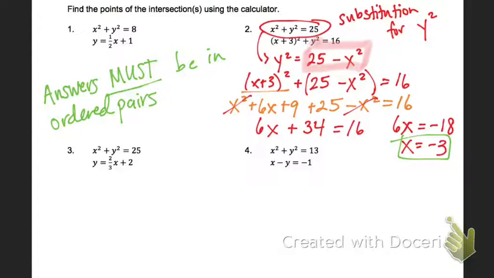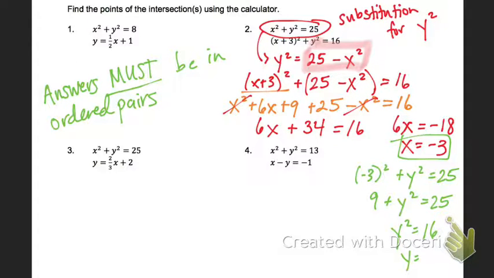When I plug it into, let's say, the top one, I get negative 3 squared plus y squared equals 25. 9 plus y squared equals 25. y squared equals 16. So y equals what? 4 and negative 4, so plus or minus 4. So that makes my ordered pairs (−3, 4) and (−3, −4).